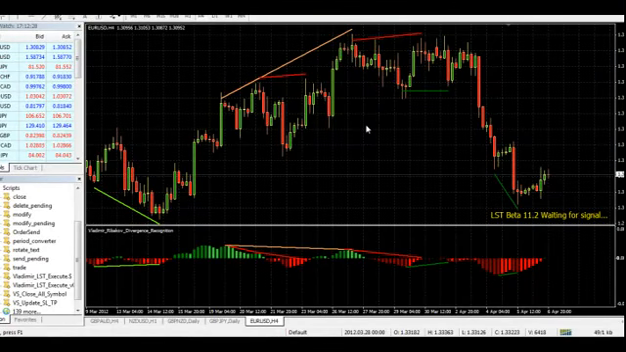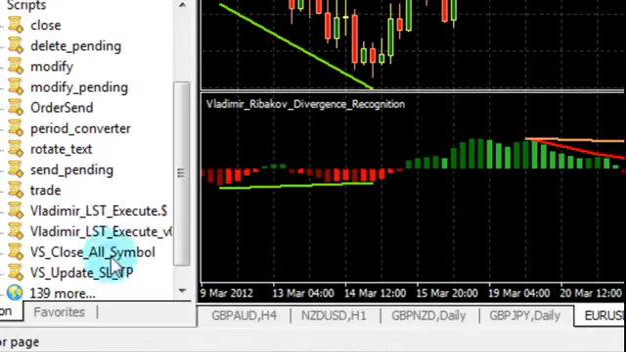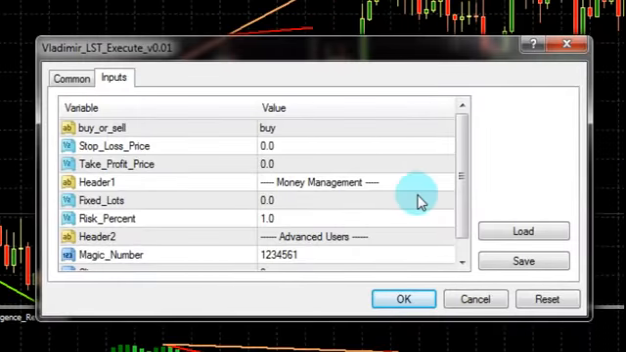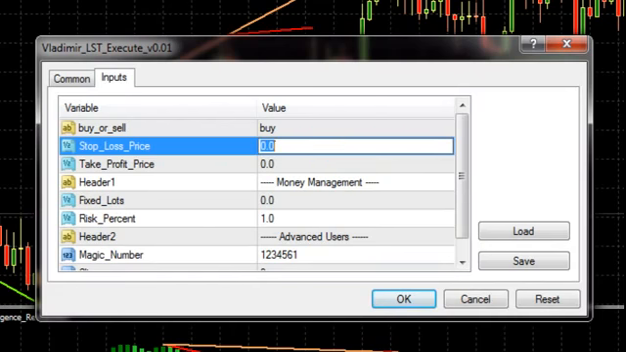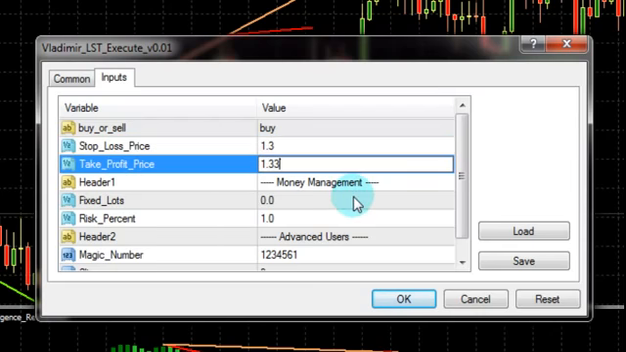Pay attention to that. This is the LST. It will identify divergences for you. It will give you a signal once there is a candle pattern confirmation, and it will give you the take profit you have to use. Once you have all that on your chart, all you have to do is go to the script and set your stop loss. Let's take for example this EUR/USD chart. This is the chart right now. 130.95 is the price. Let's say 130 is my stop, 133 will be my profit.